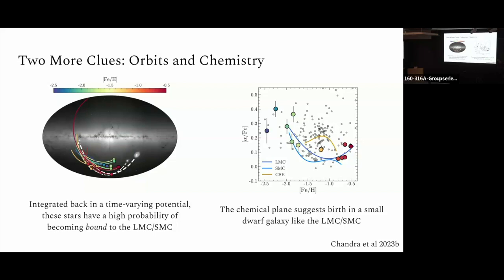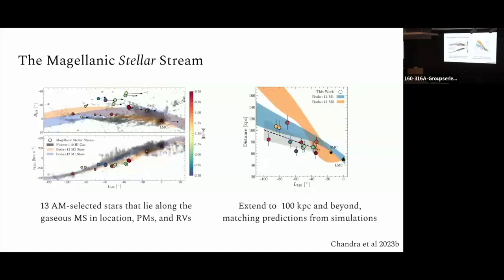And the second piece of evidence is this kind of abundance plane that we get from our spectroscopic data set. We learned on Monday about how stars that are born in smaller dwarf galaxies tend to live lower down and to the left in plots like this, where you plot alpha versus iron. And we find that indeed our stars are consistent in terms of chemical abundances with stars that we currently find in the clouds.